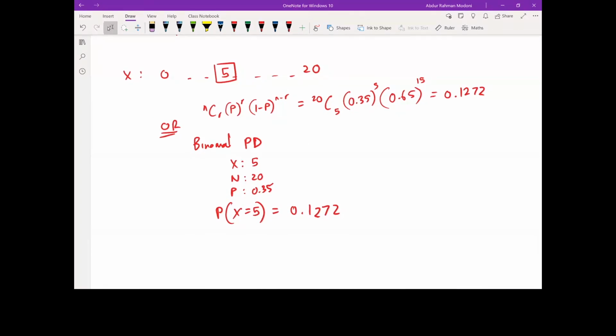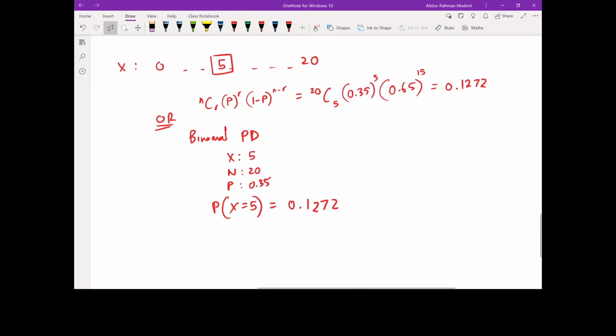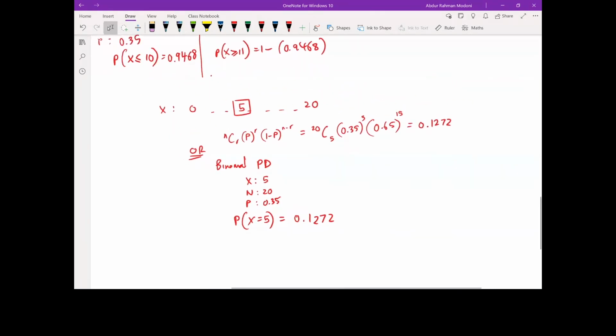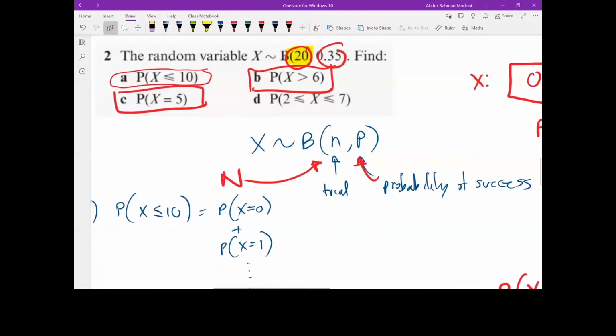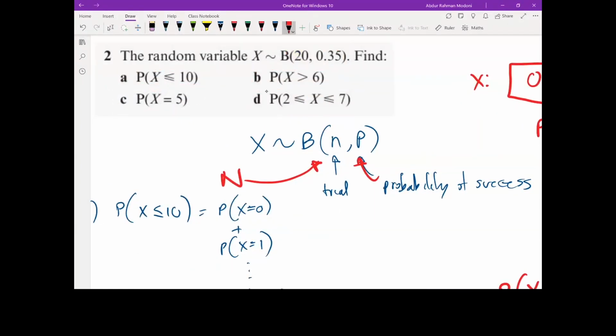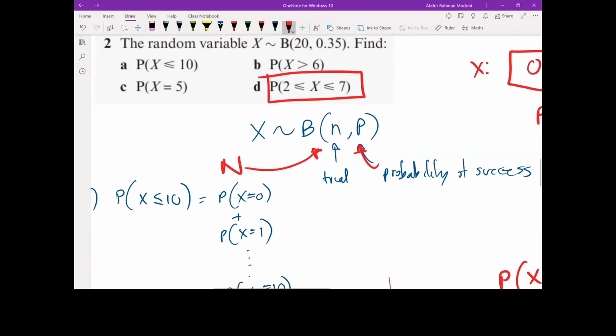So I have a preference. I tend to go and use the binomial PD on the calculator. It's just easier because that's why you've got the calculator there. So that's how you find out one particular value. Going back to the question, the last thing that we're going to look at is this bit here, which is how do you find the probability of it being between two things, 2 to 7 inclusive.